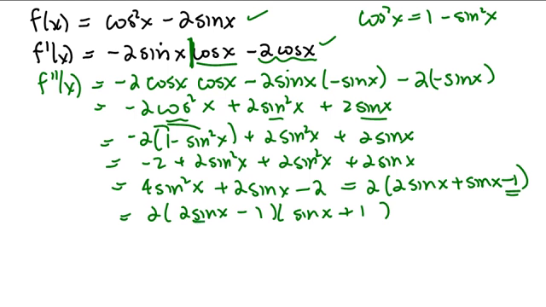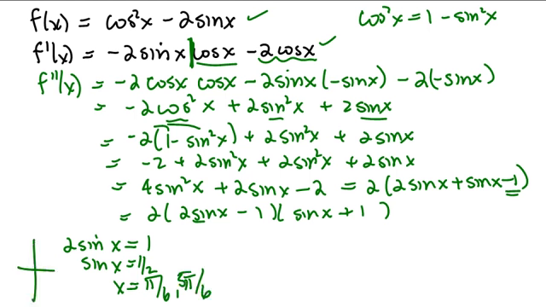I know I'm going to have to figure out where these are equal to 0, so I'm going to do that right away. When is 2 sine x minus 1 equal to 0? So 2 sine x equals 1, so when is sine x equal to a half? It's equal to a half at pi over 6 and 5 pi over 6. Remember, in these two quadrants with the reference angle of pi over 6.